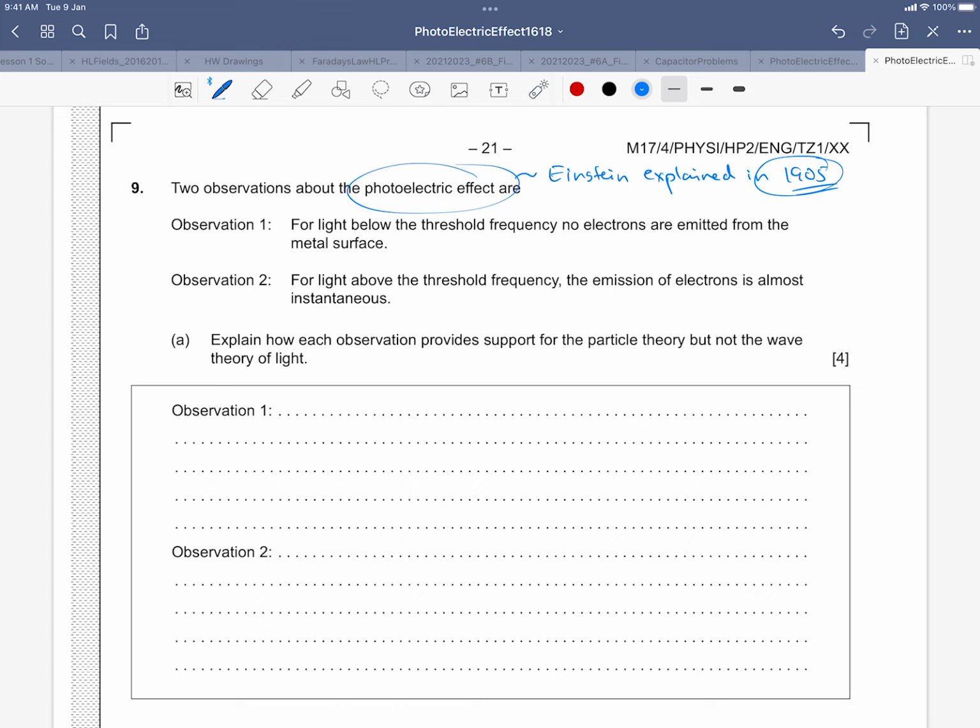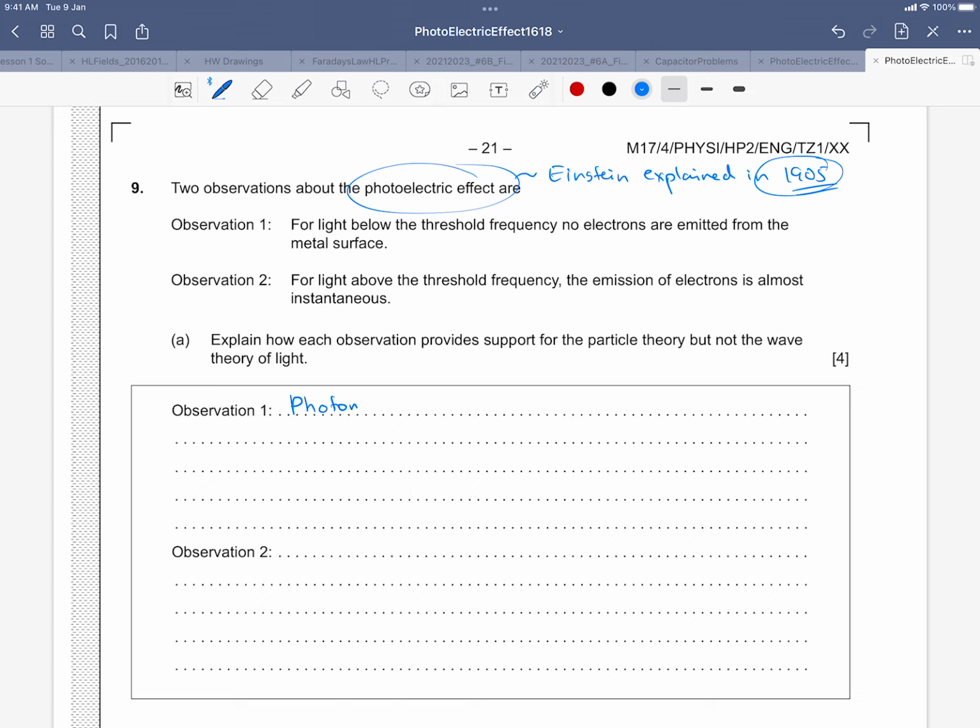And yes, so the photoelectric effect could not be explained by classical physics, by assuming light is an electromagnetic wave. So we're back to the particle theory of light. So his explanation supported the particle theory of light. So the first observation, that below a certain frequency no electrons are emitted. So in terms of the particle theory, we explained that by saying that the photons just don't have enough energy to knock out an electron to overcome the work function.